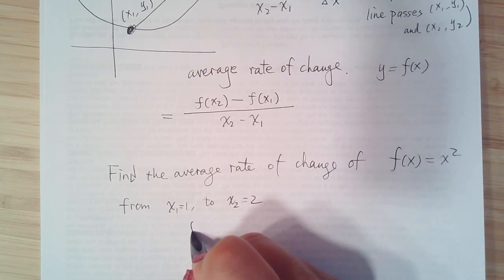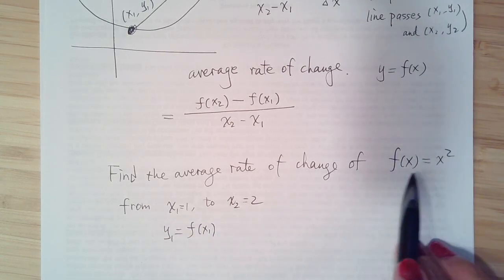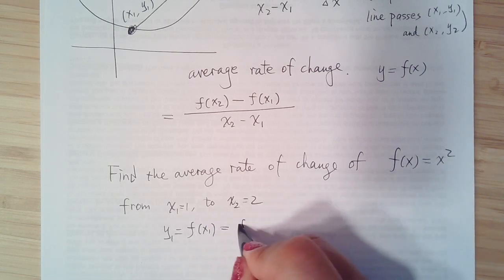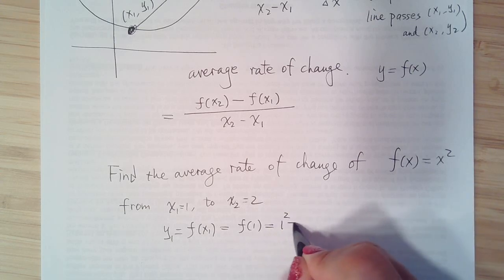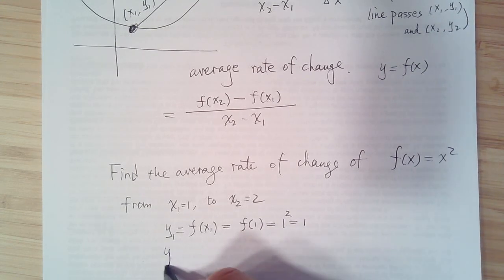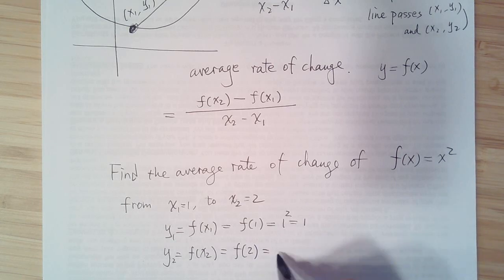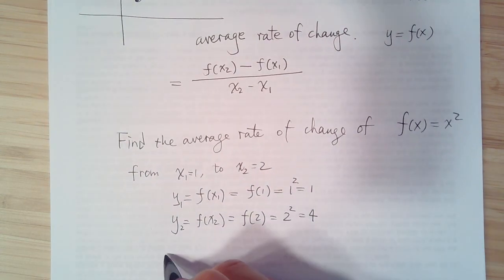We need to find out y1, which is f of x1. And f of x is x squared, so that would be f of 1, right? x1 is 1. So that would be 1 squared, which is 1. And the y2, which is f of x2, which is f of 2. And that is 2 squared, which is 4. I'll give you 1 second. You might want to see, how do I get it?